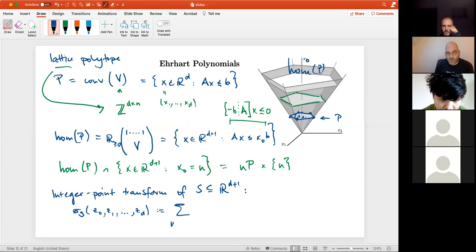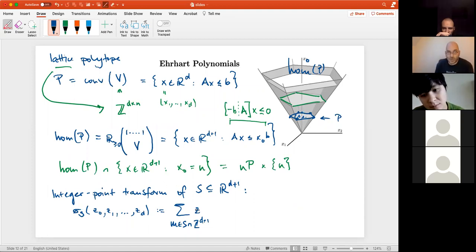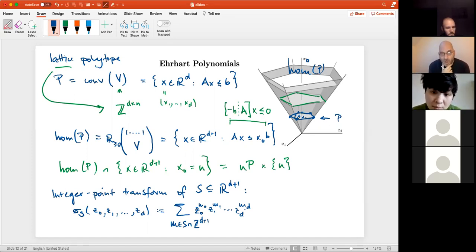So what I want to capture is all integer points M in S. So all points M in S with integer coefficients, and I encode every point as a monomial. So Z0^M0 times Z1^M1, down to Zd^Md. So this is a funny way of listing all the integer points in your set S.